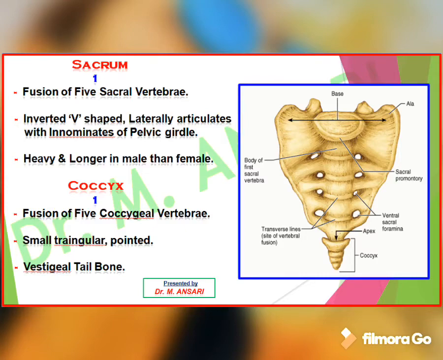Coccyx or tailbone is the ending of the vertebral column. It is formed by fusion of 4 coccygeal vertebrae. It is small, triangular and pointed and regarded as a vestigial bone in the human body.